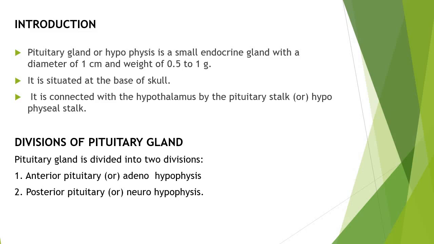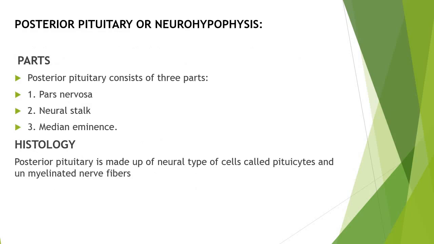Division of pituitary gland. The pituitary gland is divided into two divisions. Number one, anterior pituitary or adenohypophysis. Number two, posterior pituitary or neurohypophysis. The posterior pituitary consists of three parts: pars nervosa, neural stalk, and median eminence. It is made up of neural type of cells called pituicytes and unmyelinated nerve fibers.